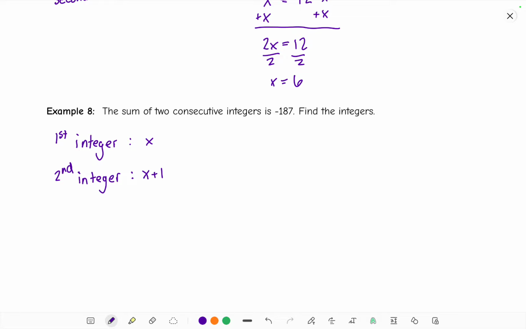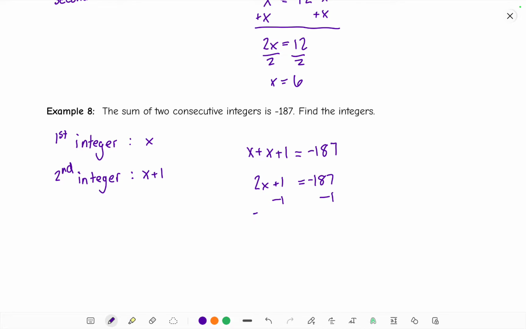Similarly, they might say two consecutive even integers. Now, a lot of people think it has to be different than odd, but it isn't. Just like how odd numbers are 2 apart, even numbers are also 2 apart. So if you have two consecutive even integers, it'd be x and x plus 2. But for this one, because it doesn't use the word even or odd, it's x and x plus 1. Now what this says is the sum of those, x plus x plus 1, is negative 187. So then we get 2x plus 1 is negative 187.